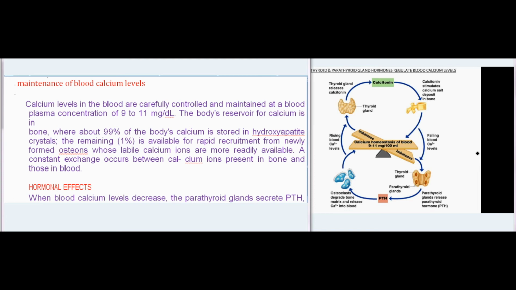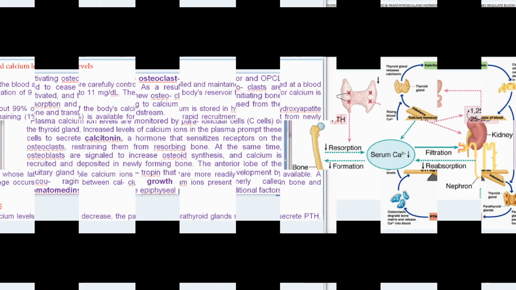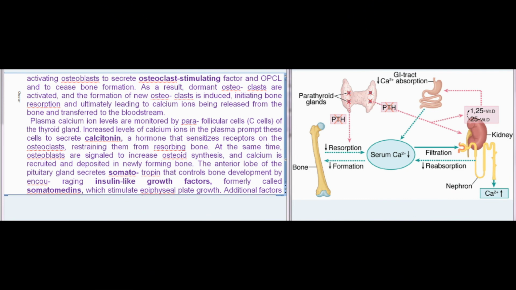Hormonal effects. When blood calcium levels decrease, the parathyroid glands secrete PTH, activating osteoblasts to secrete osteoclast-stimulating factor and OPGL and to cease bone formation. As a result, dormant osteoclasts are activated, and the formation of new osteoclasts is induced, initiating bone resorption and ultimately leading to calcium ions being released from the bone and transferred to the bloodstream. Plasma calcium ion levels are monitored by parafollicular cells, C cells, of the thyroid gland.